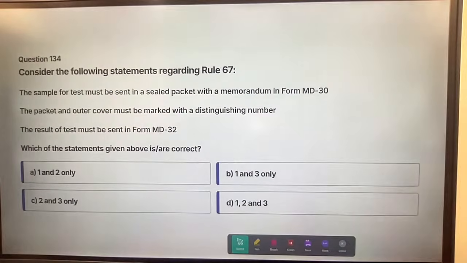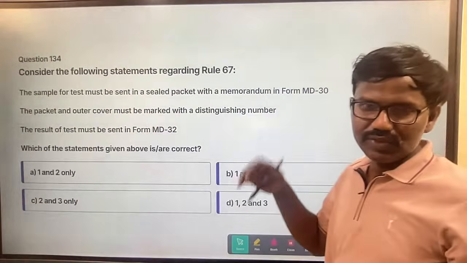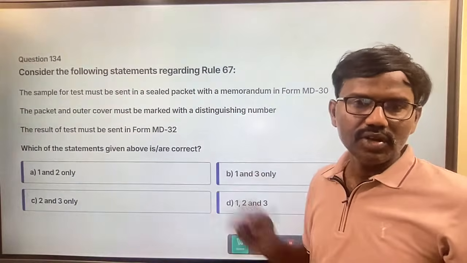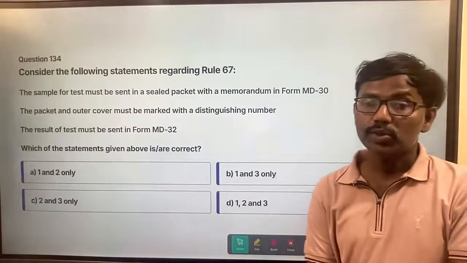Consider the following statements about Rule 67. The sample for test must be sent in a sealed packet with a memorandum in Form MD30. The packet and outer cover must be marked with the distinguishing number. The result of test must be sent in Form MD32. Which one is correct? If you concentrate on the previous question, you can answer this easily. Answer, please. Write the question number.